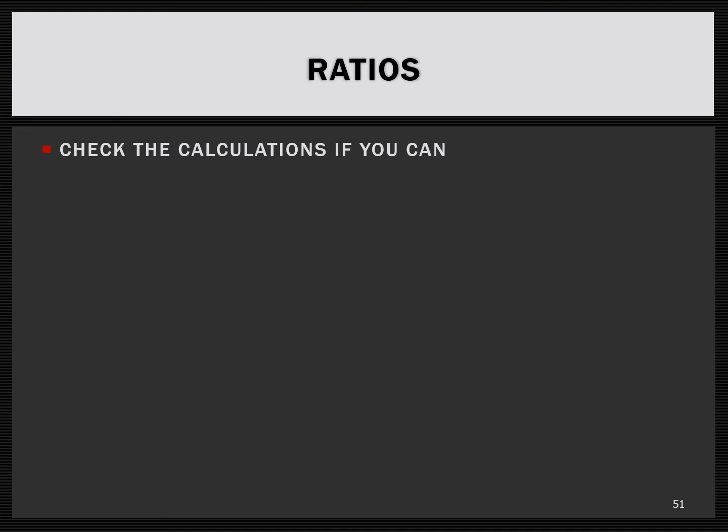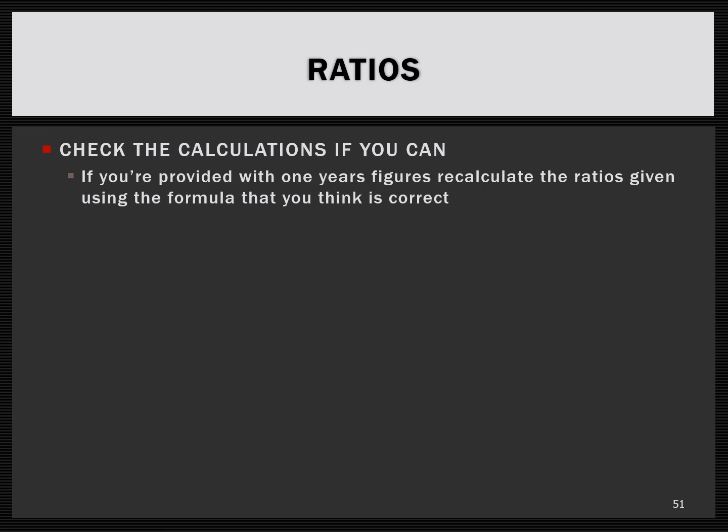If you're not sure of the formula, and sometimes in the exam you'll be given 1 year's ratios and asked to calculate the similar ratios for the second year. In that case, you can check that you've got the correct formula by recalculating the ratios that you're already given from the accounts that you're provided with to confirm that your formula is correct.